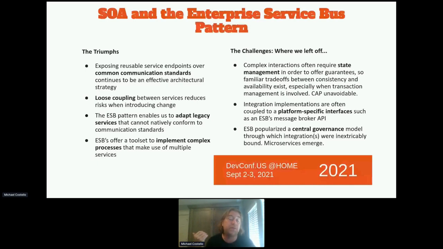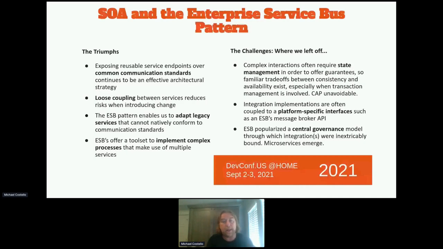And this led us to a bunch of great places. We were able to expose reusable service endpoints over common communication standards. No longer did we have to figure out how to serialize over the wire differently for each tool. We had a common means of communication over the bus. We were able to loosely couple. This gave us our service-oriented architecture construct of everything being on an island, which is analogous to what we find right now in microservices.